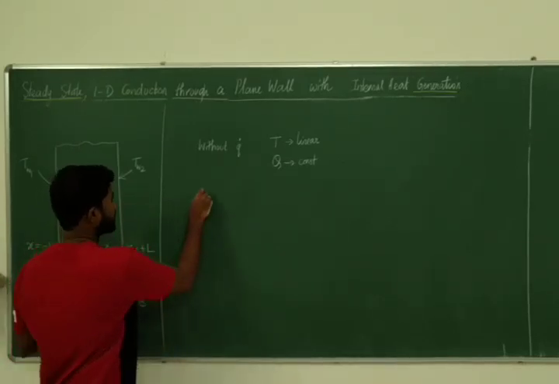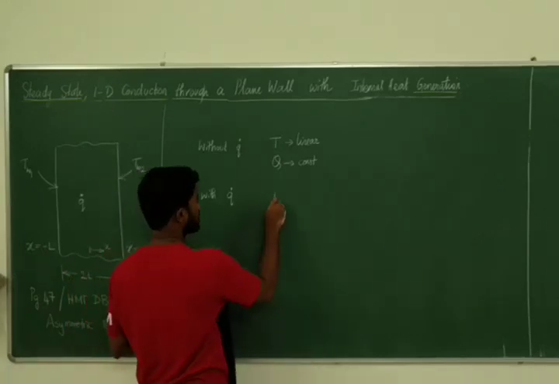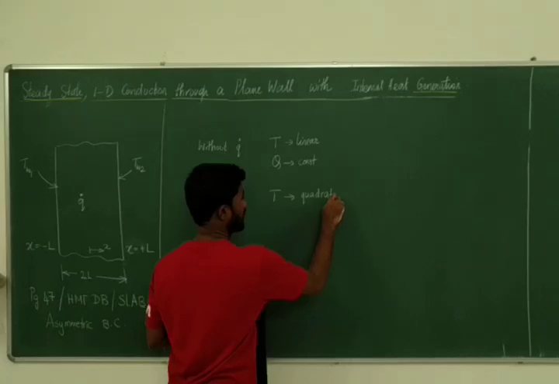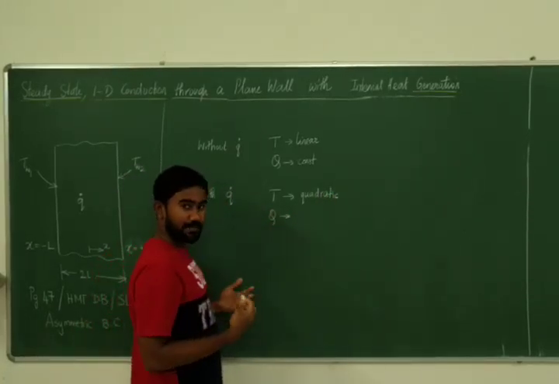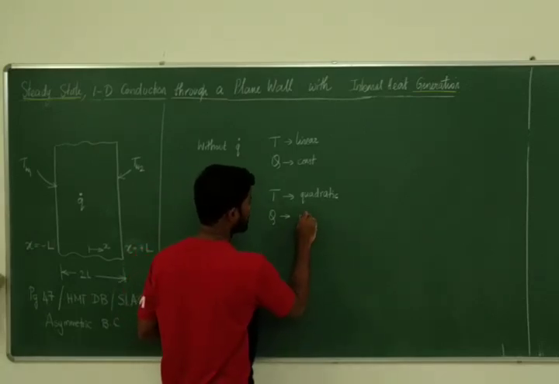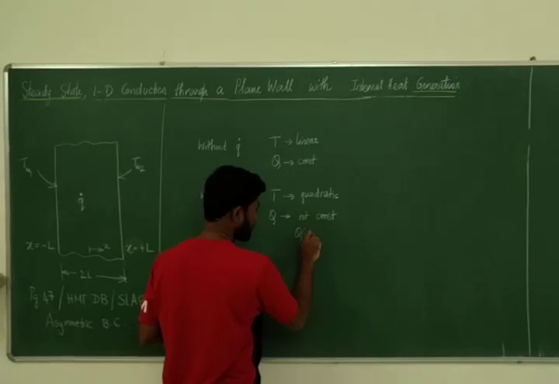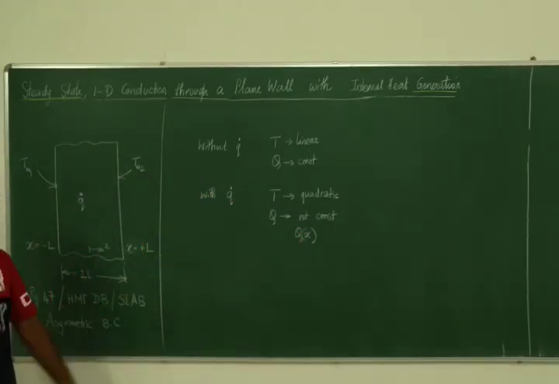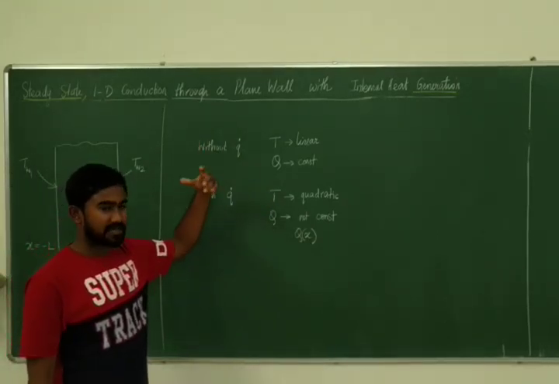Now with generation, what is the difference that we will see? Temperature distribution is going to be quadratic, or it is a parabola, it's not a straight line. And the heat transfer rate will depend on x, it is not a constant. Instead, the heat transfer rate itself will be a function of x. Depending on the value of x, the heat transfer will change. So these are the two results that we are going to derive, but it will differ.